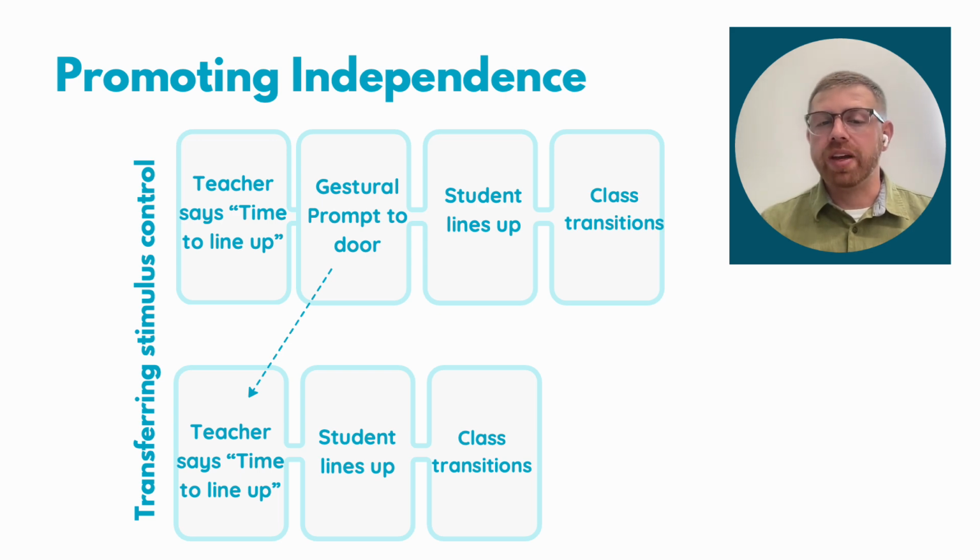So we want to do some prompt fading because what we want is to get that supplementary antecedent stimulus out of there, to where it's just teacher says time to line up, student lines up, and then class transition. So now we're going to focus on promoting independence through prompt fading techniques.